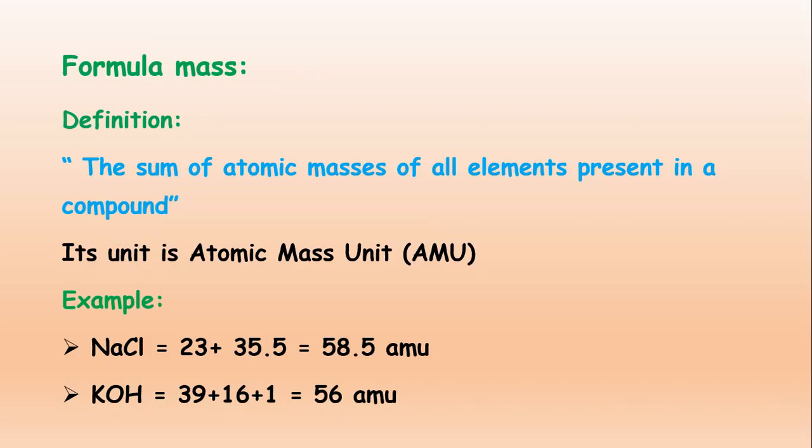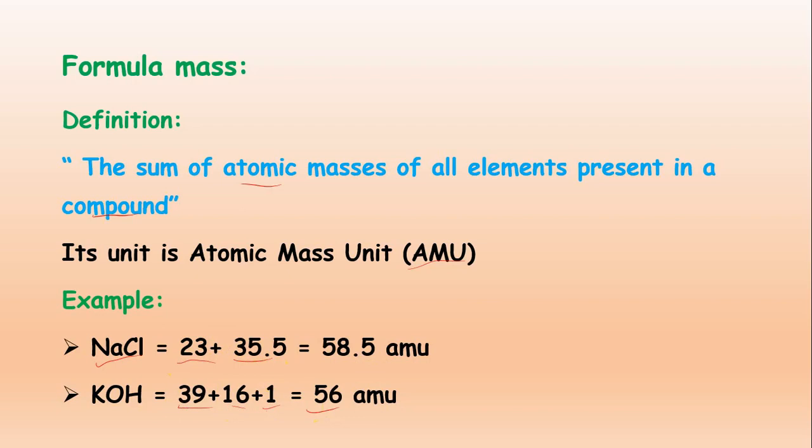Now the second one is the formula mass, the sum of the atomic masses of all elements present in a compound, and it's also represented as AMU, atomic mass unit. Suppose NaCl: sodium 23, chlorine 35.5, by adding these two values we will get 58.5. Now KOH: 39 for potassium, 16 for oxygen, 1 for hydrogen, total 56 AMU.